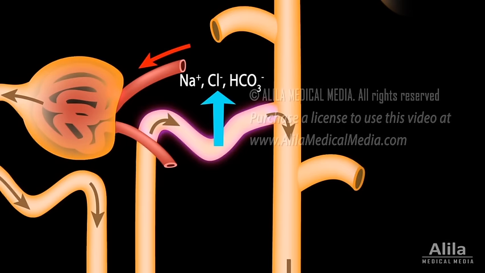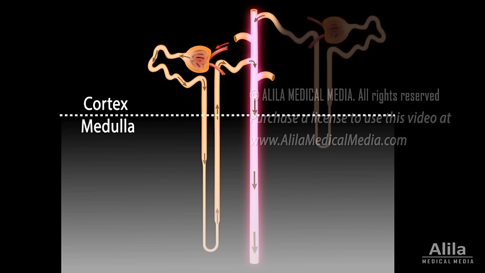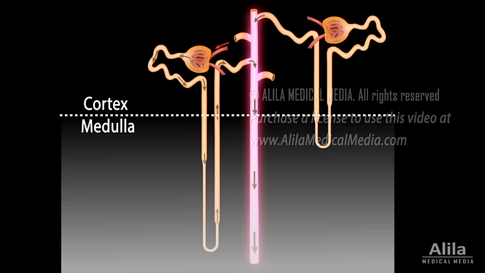Reabsorption and secretion in the distal convoluted tubule are under control of various hormones. This is how the kidneys respond to the body's needs and adjust the composition of urine accordingly. The collecting duct receives tubular fluid from several nephrons. The main function of the collecting duct is to concentrate urine and therefore conserve water. This is made possible by the osmolarity gradient generated by the loop of Henle.